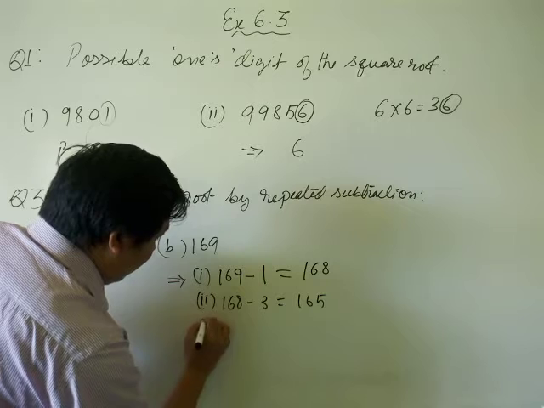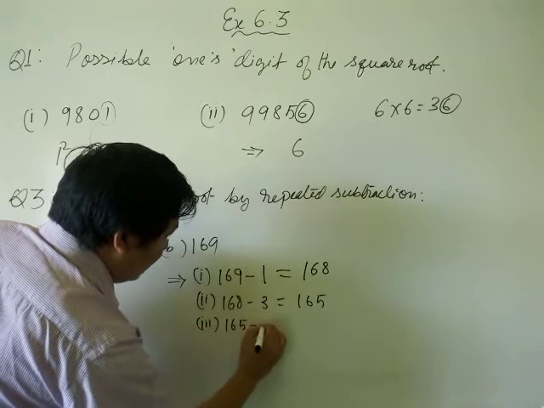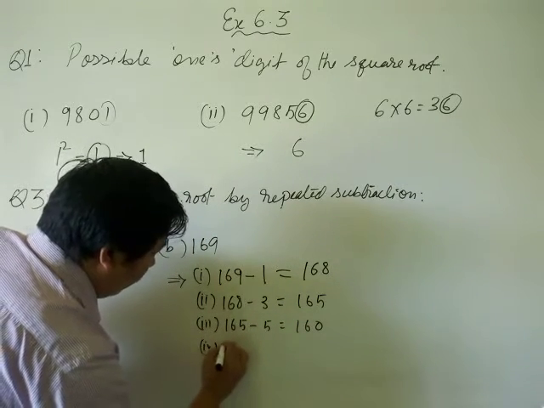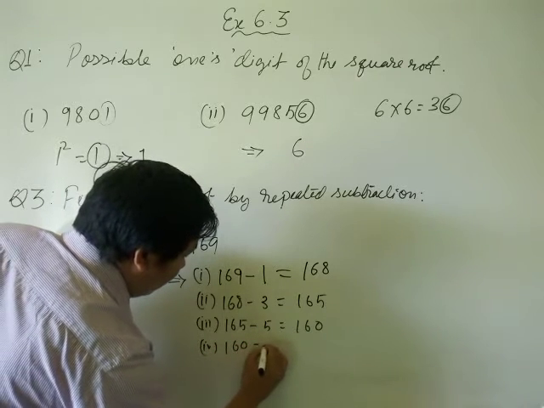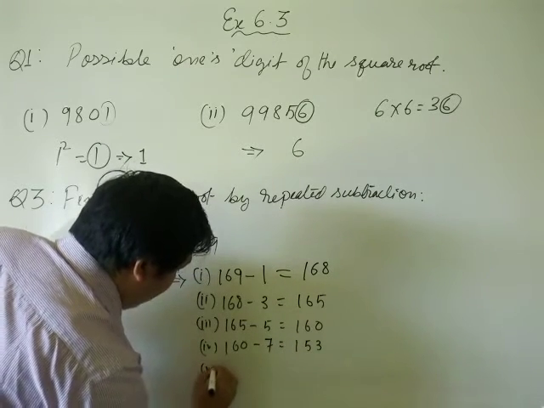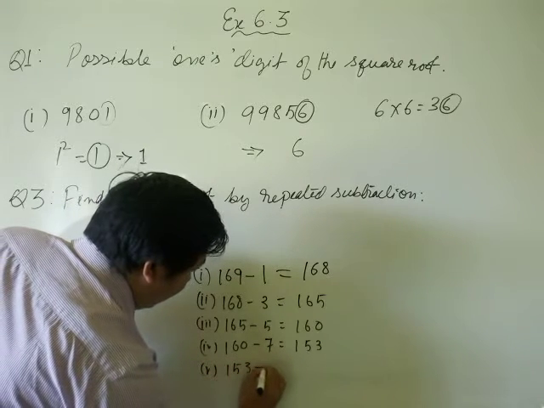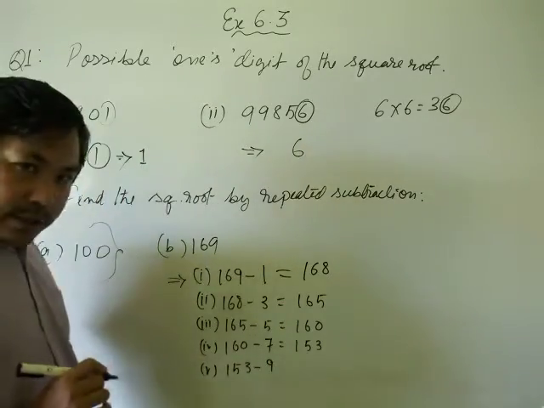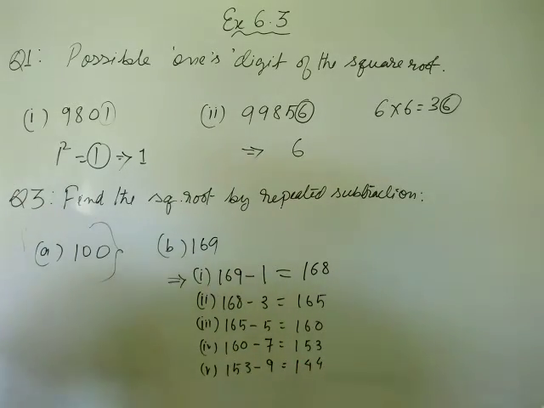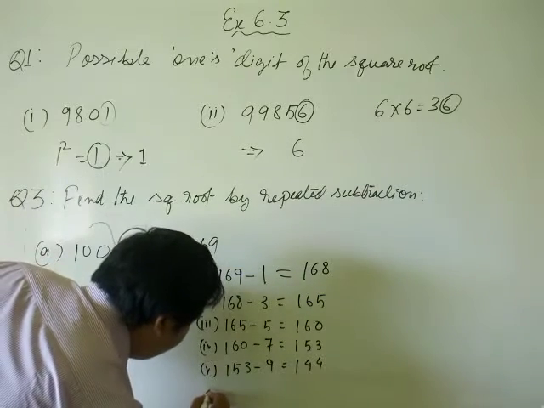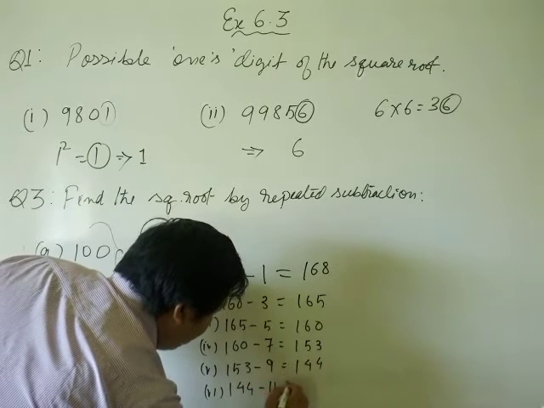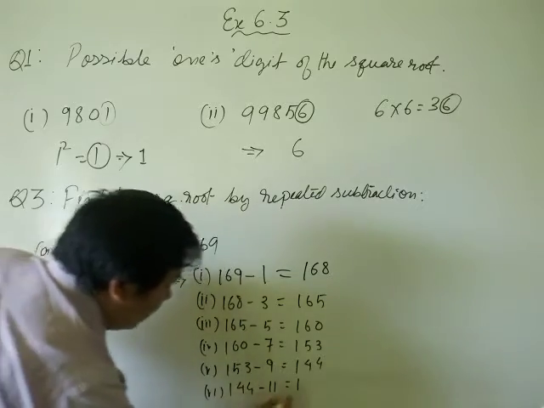Step 3: 165 minus 5, then 160. Step 4: 160 minus 7, we get 153. Step 5: 153 minus the next odd number, 9, and we get 144. Step 6: 144 minus 11, we get 133.